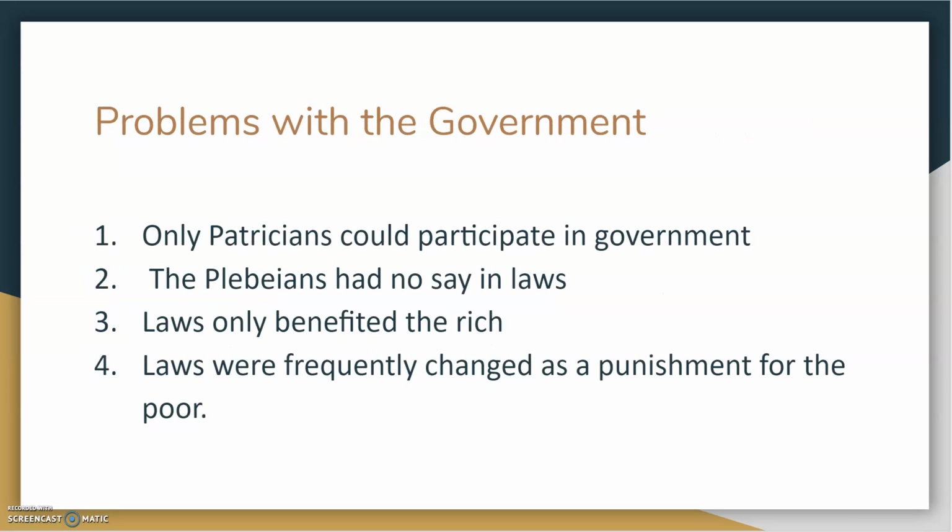So there were some problems with the government. So the first problem was only patricians could participate in government. So only that 5% wealthy class could participate in the government. The second was the plebeians had no say in laws. So they literally had no say in laws. Very similar to Greece, how slaves and women couldn't vote. They just kind of weren't asked about anything. The third one was the laws only benefited the rich. And then the last one was the laws were frequently changed as punishment for the poor.